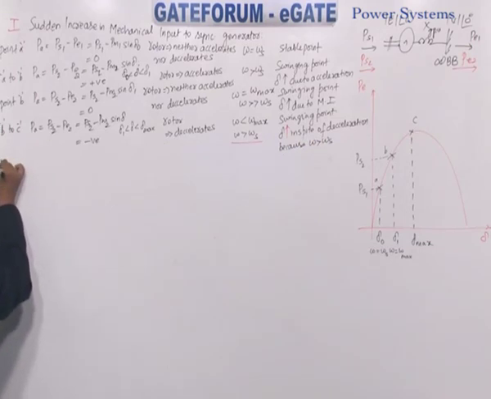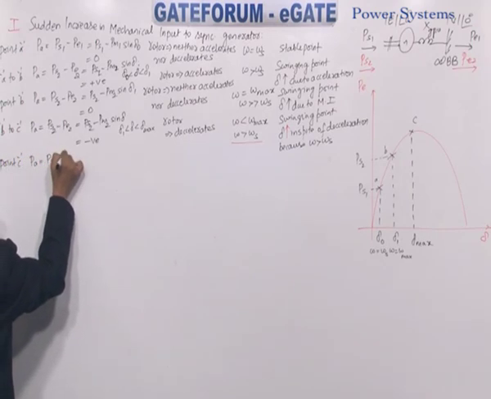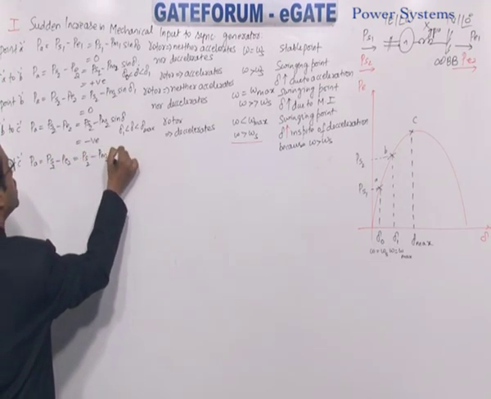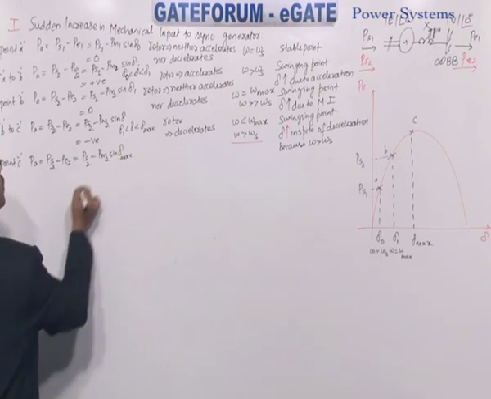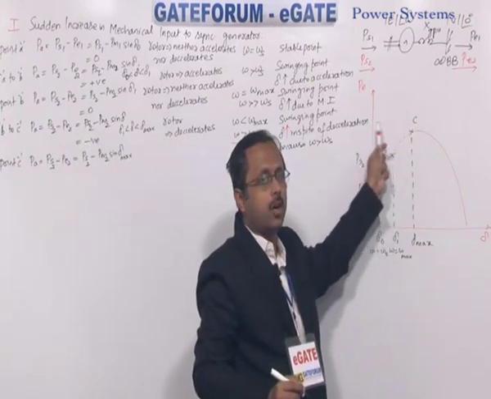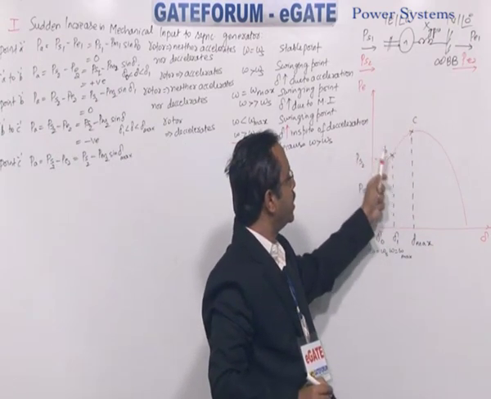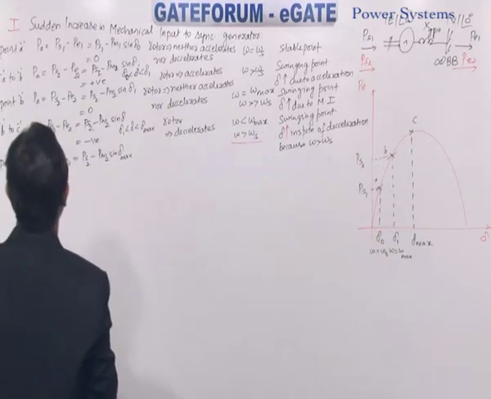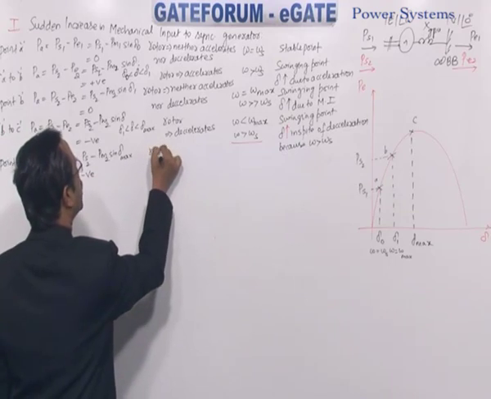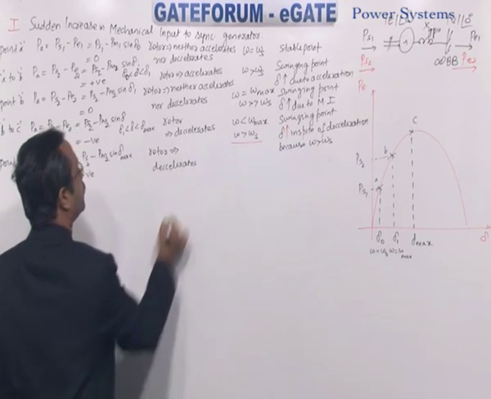Now you check at the point C. What is PA? PS2 minus PE2. What is PE2? PM2 sine delta max. What will be this difference now? At this point, electrical output is greater than mechanical input. So PA is negative. PA negative means what about the rotor now? The rotor decelerates.